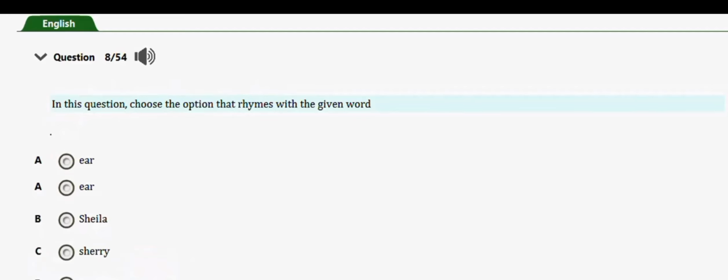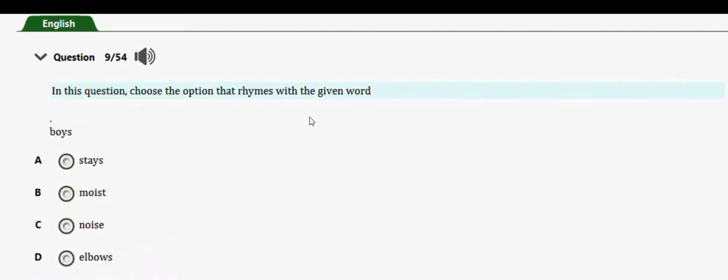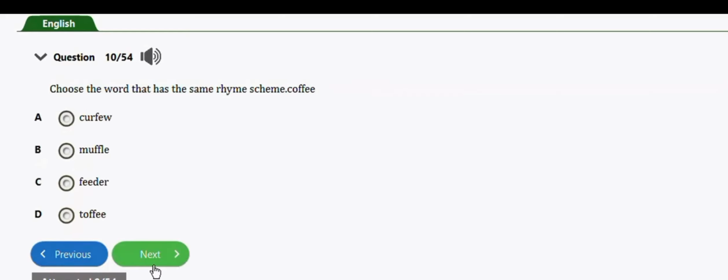Next question, it says, choose the one that has the same rhyme with boys. We have stays, moist, noise, ables. So the right answer is option C, which is noise. Okay, next question is this one. It says, choose the word that has the same rhyme with coffee. We have Murphy, feeder, toffee. The right answer is option D, which is toffee.